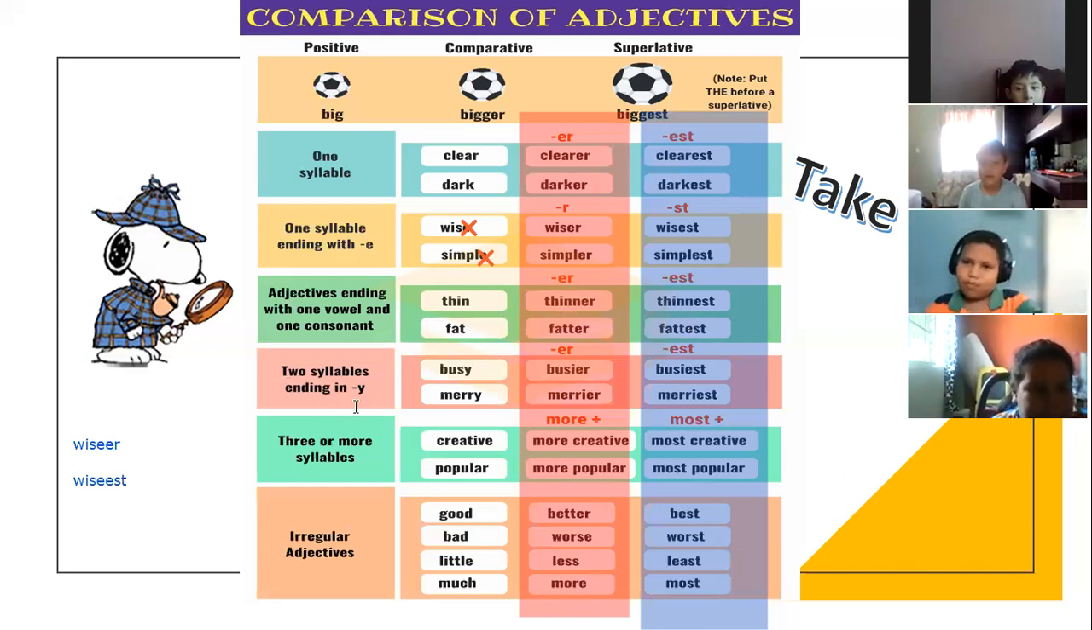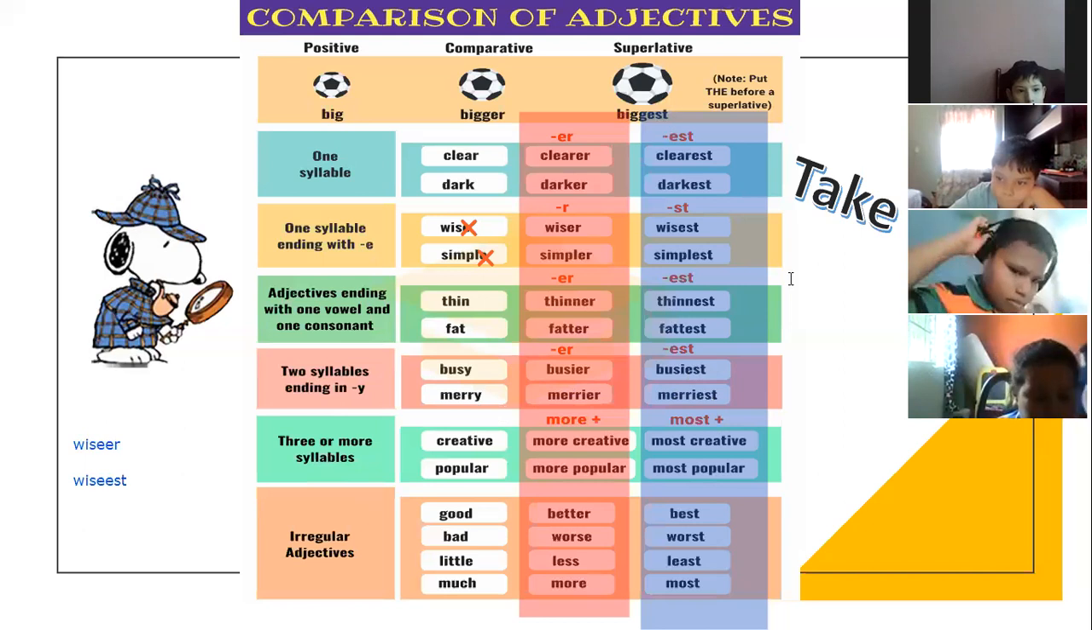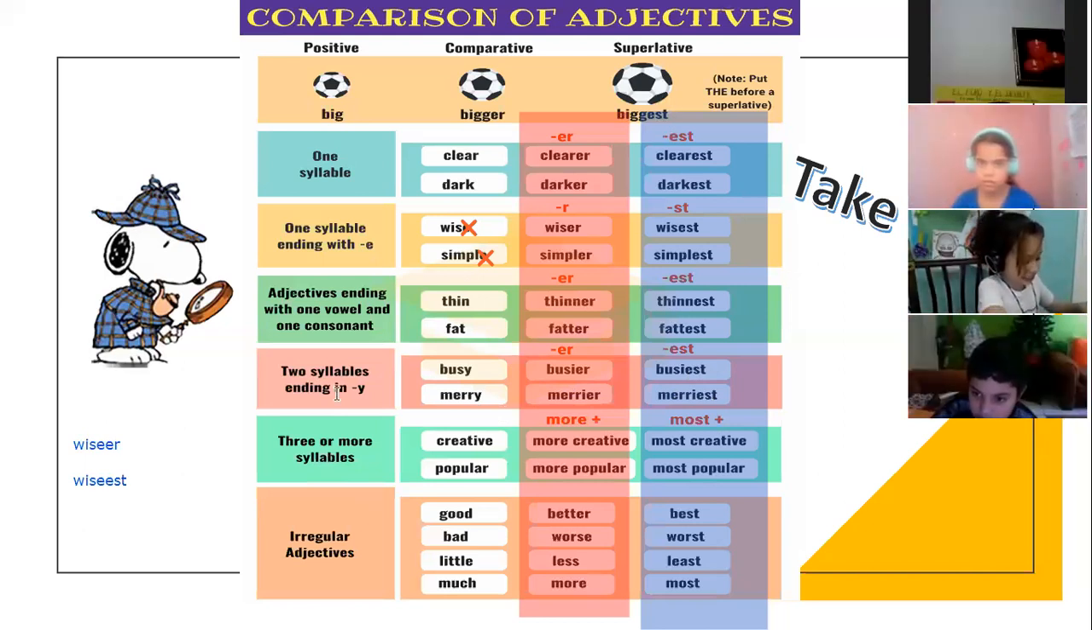When we have two syllables ending in Y, we change the Y to I, and then we add ER or EST. Busy, busier, busiest. Merry, merrier, merriest. When we have adjectives with three or more syllables, we need to add this word. That's what I said to Maria Jose, because she says, this is more easier. So you are duplicating, because you said more and also you have ER. So more is not necessary.